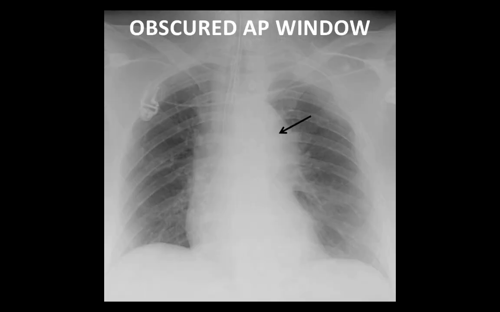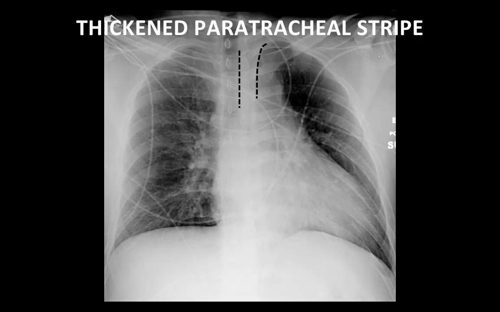We can also see obscuration of the aortopulmonary window due to hemorrhage extending between the aortic arch and left pulmonary artery. And if there's hemorrhage extending along the cervical vessels, you can also see thickening of the paratracheal stripe, like in this patient that had an aortic dissection that resulted in fairly extensive mediastinal hemorrhage that extended up into the upper mediastinum along the left subclavian and left common carotid arteries, we have a very thickened left paratracheal stripe.